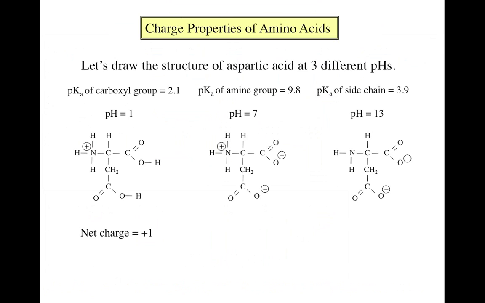At a pH of 1, the net charge is +1, as the protonated amine group has a charge of +1, and the protonated carboxyl and R groups have no charge. At a pH of 7, the net charge is -1, as the protonated amine group has a +1 charge, and the deprotonated carboxyl and R groups both have charges of -1. At a pH of 13, the net charge is -2, as the deprotonated amine group has no charge, and the deprotonated carboxyl and R groups both have charges of -1.